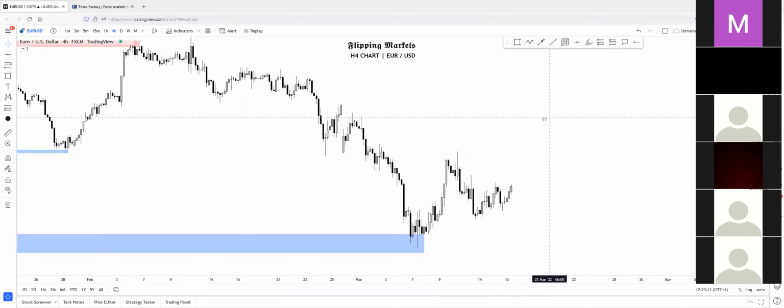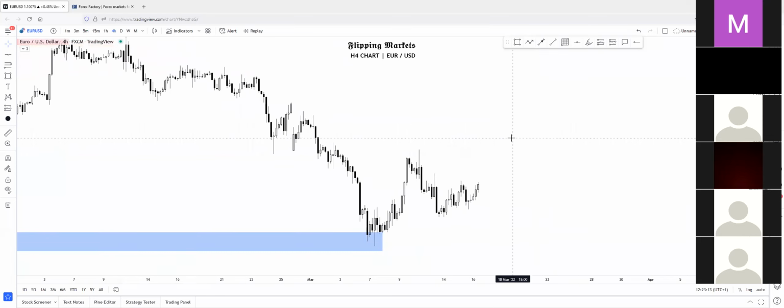Let's find the last recent unmitigated 4-hour supply zone that's valuable for us. Please just mark it for me on the chart. You can draw on my chart, please.